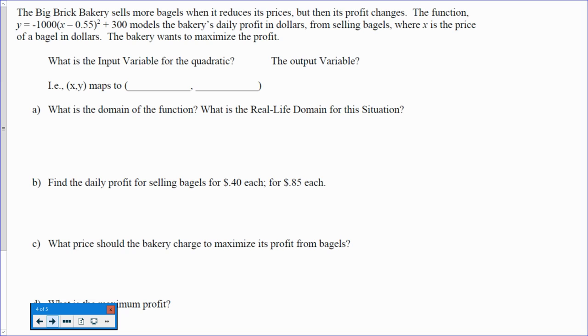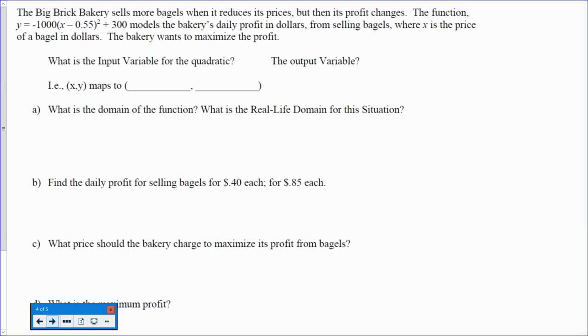All right, so we'll take a look at a word problem example here. The Big Brick Bakery sells more bagels when it reduces its prices, but then its profit would change. So we have a function there that models the bakery's daily profit in dollars from selling bagels, where X is the price of a bagel in dollars, and the bakery wants to maximize the profit.